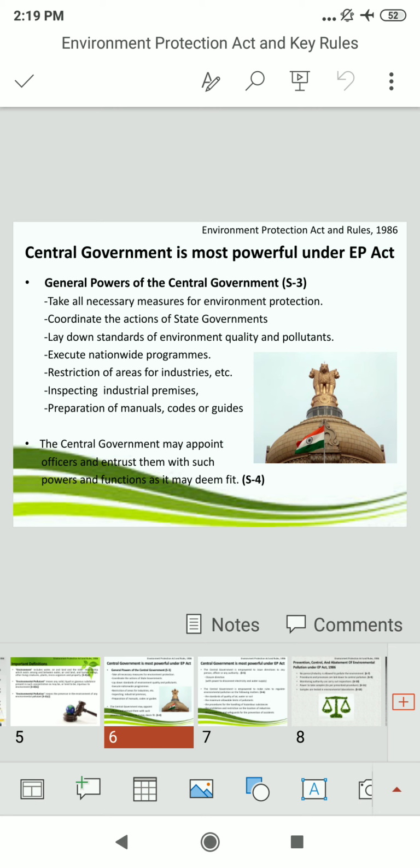The general powers of the central government are to take all necessary measures for environment protection, coordinate the actions of state governments, lay down standards of environment quality and pollutants, and execute nationwide programs and restriction areas for the industries.